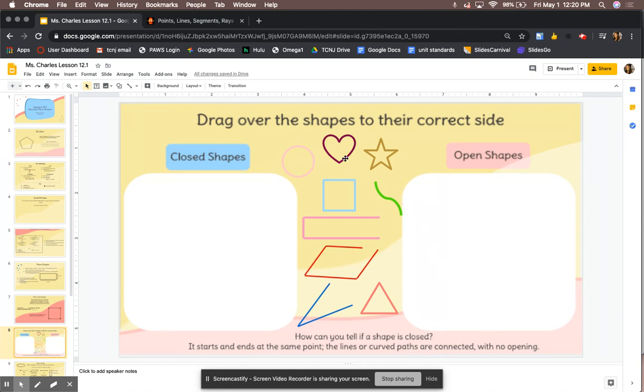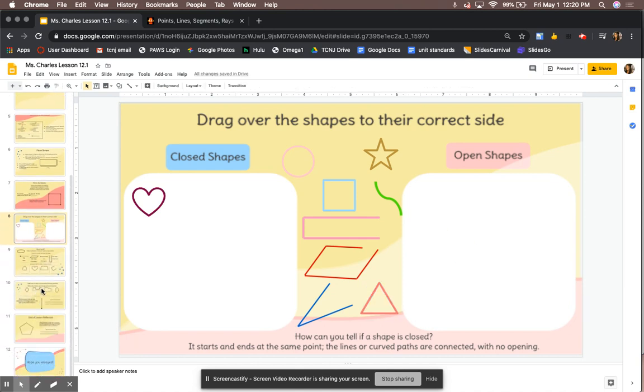So in order to do this, you're going to click on a shape you want to move. So each of these shapes, you're able to click on them. So let's just say we want to move this shape. We would click, hold down, and drag it over to the side that we want it to go to. Now you're going to do this for all of these shapes. Each of these shapes you're able to click. And then once all of the shapes are on the side that you feel like they belong in, you can move on to the next slide.